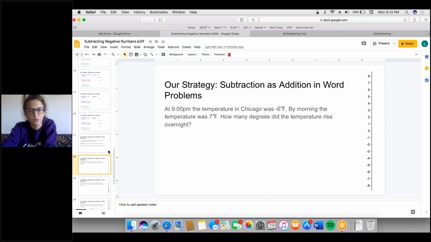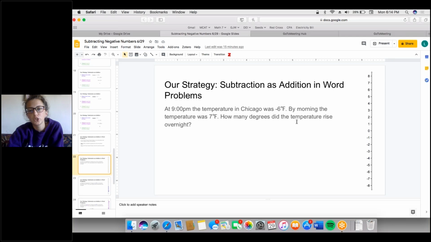So this problem reads, at 9 p.m., the temperature in Chicago was -6 degrees Fahrenheit. By morning, the temperature was 7 degrees Fahrenheit. How many degrees did the temperature rise overnight? One more time. At 9 p.m., the temperature in Chicago was -6 degrees Fahrenheit. By morning, the temperature was 7 degrees Fahrenheit. How many degrees did the temperature rise overnight?